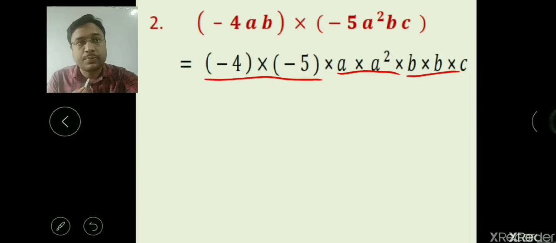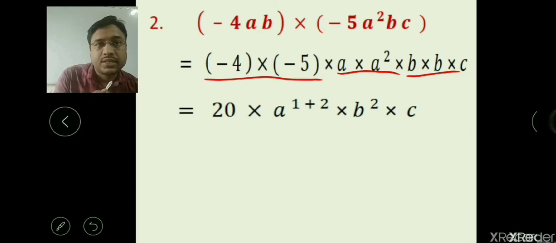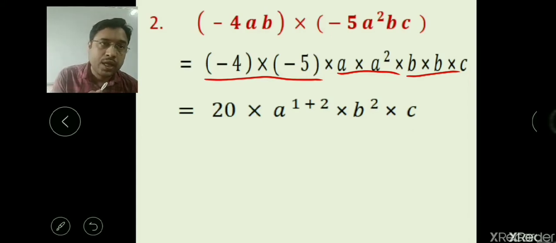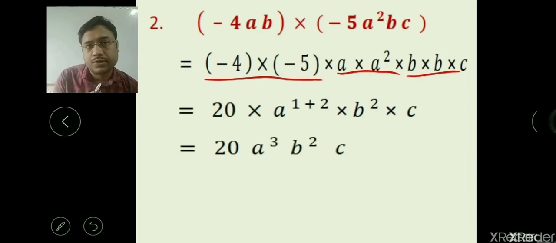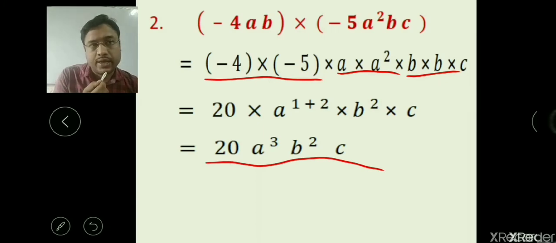You will multiply using the law I have explained: if the base is the same, then you add their powers. So it is 20 into a to the power 1 plus 2, and b square, because b into b, two times multiplied, gives b square, and into c. So the result is 20a cube b square c.